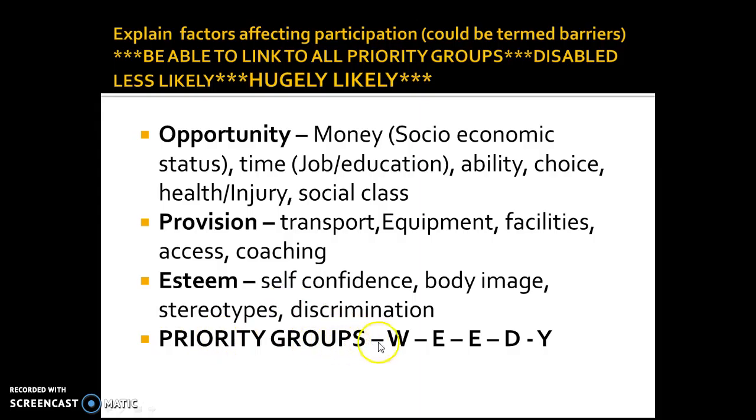If you want to remember priority groups and you come to the end, you want to talk about one each at the end, you can use this little way of remembering it, WEDI. Okay, so women, elderly, ethnic minorities, disabled and young, and then you can link it to that. Look at the type. The question could ask you about any priority, or it could just be general. If it's general, you put WEDI on the end.